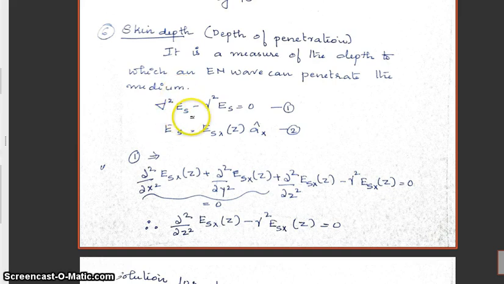Del square Es minus gamma square into Es is equal to 0. And we know Es is equal to Esx of Z into Ax. The x shows that the electric field is along the x-axis, and the Z shows that the wave is propagating along the z-axis, and this Ax shows that the unit vector of the electric field is along the x direction.